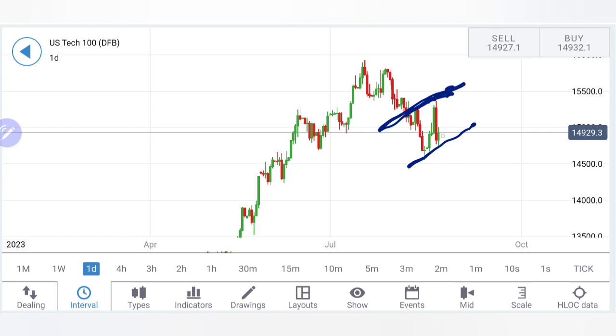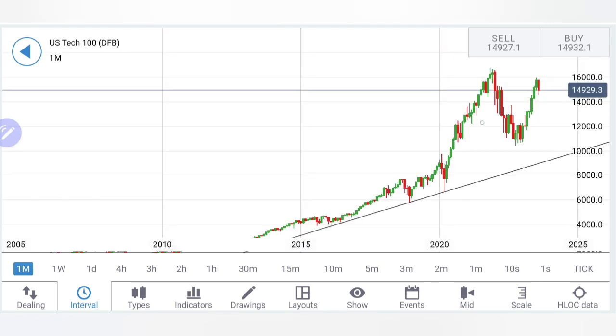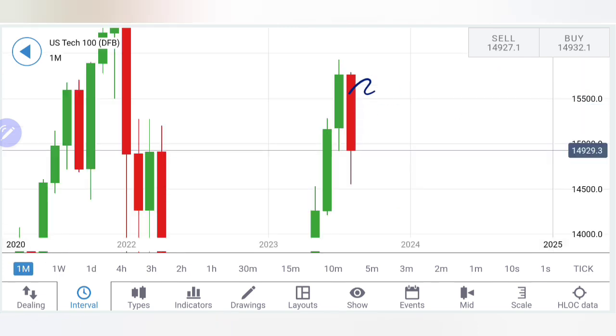This is something you should note definitely, and any breakout below this zone at 14,600 should be taken seriously, where it can try to break strongly on the downside. Now let's have a look at the monthly charts.